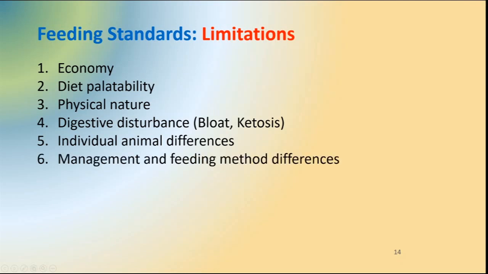Then there are animal differences. We have to consider the individual animal for its feeding. Then management and feeding practices differ from area to area or even from farm to farm. So the same ration might not give you the same performance at two different farms. Chances are there. Similarly, stress factors and diseases have a negative impact on animal performance. Feeding standards usually do not consider these factors when nutrient requirements are being tabulated.